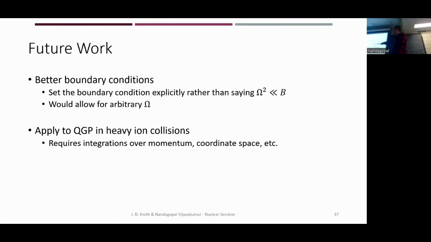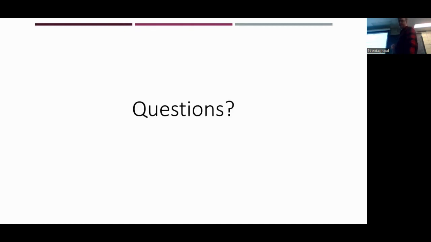And then eventually the nuclear physics approach, we want to look at Quark-Gluon Plasma and heavy ion collisions. To do that, we need to get from one fermion to many fermions, which means integrating over the momentum space, integrating over the coordinate space of the plasma, and doing many more computations with the magnetic field as well. And so that concludes the regular part of the talk. There are a few extra slides, though, if anyone is interested.